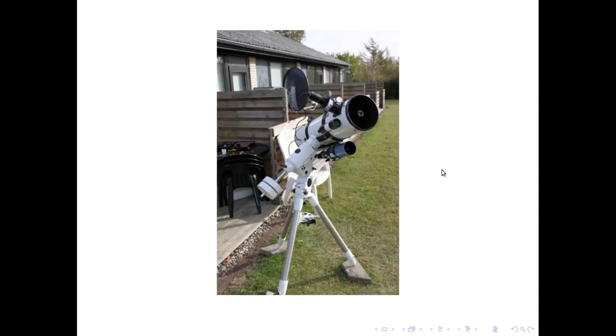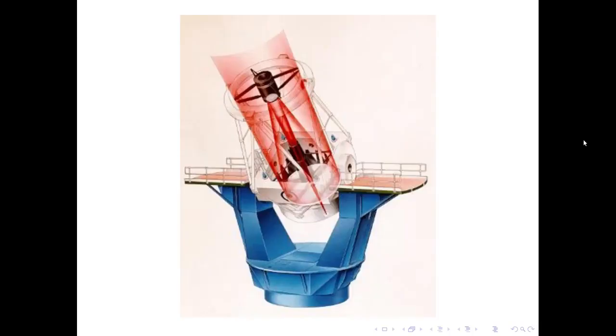The advantage of this German equatorial mount, as it's called, is that when you have found something you would like to observe, you pretty much only have to move the right ascension axis, because it follows the motion of the stars around. Alright, let's move on.